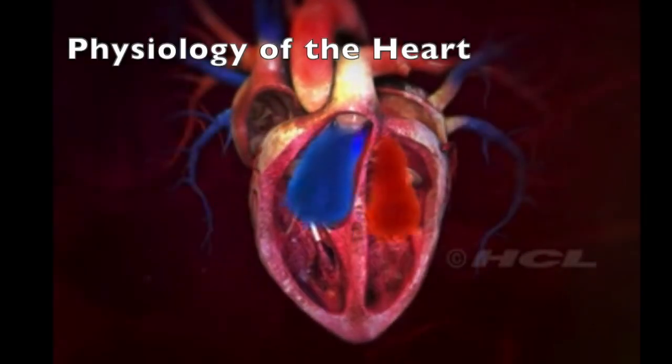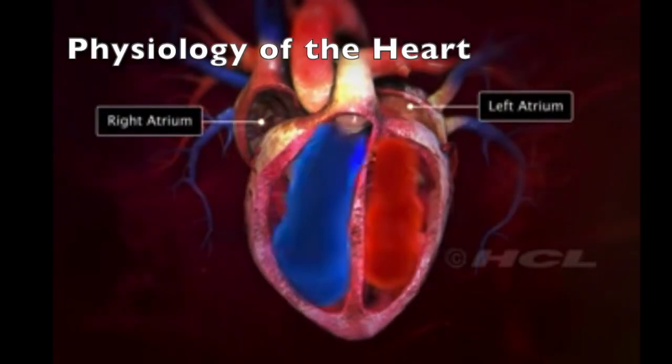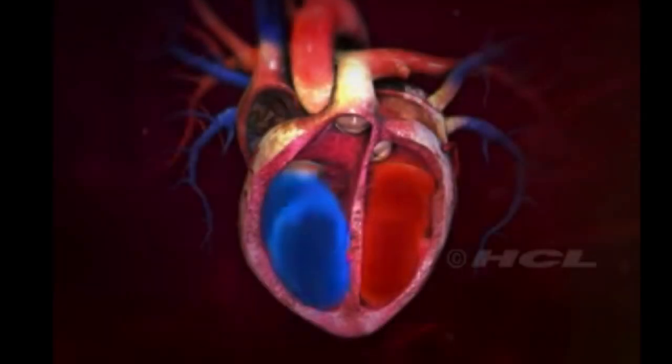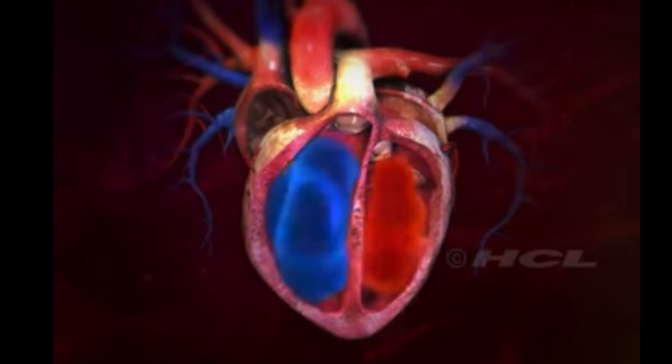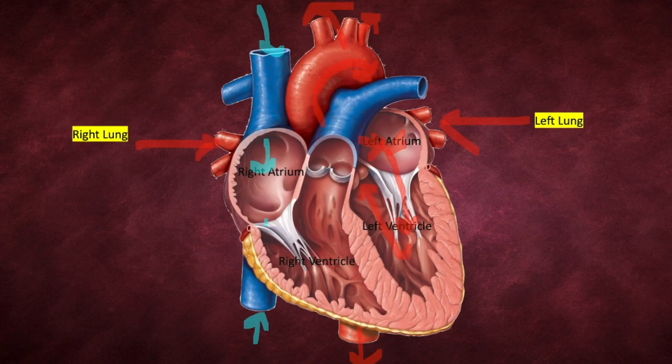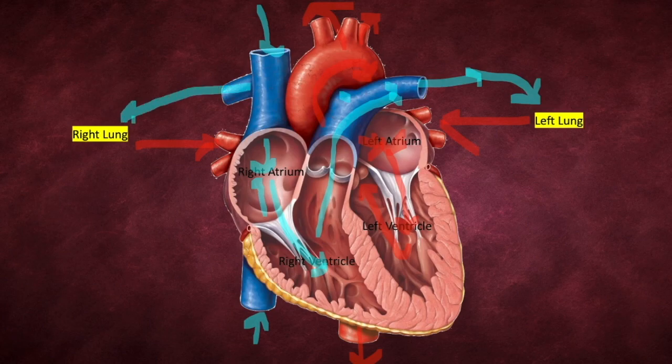The heart is comprised of 4 chambers, the left and right atria and the left and right ventricles. These chambers are lined with cardiac muscle fibers which are responsible for generating the force required to pump blood. The left atrium and left ventricle are responsible for pumping newly oxygenated blood from the lungs to the rest of the body. The right atrium and right ventricle are responsible for pumping deoxygenated blood that has just returned from the body back to the lungs to be reoxygenated.